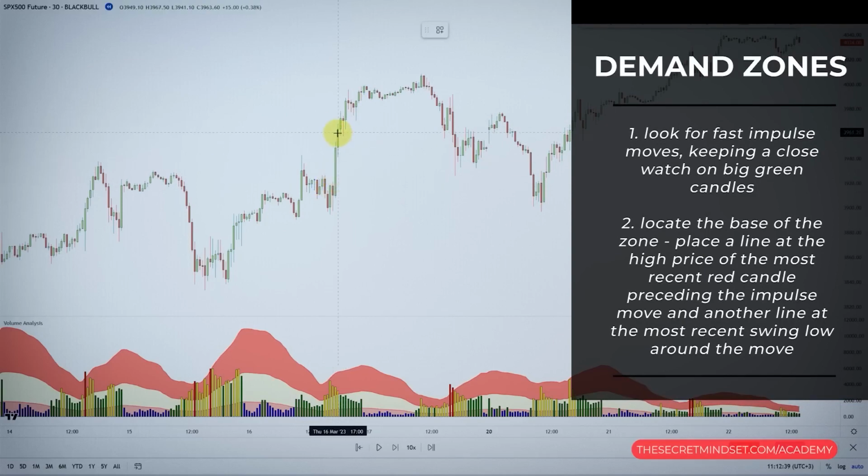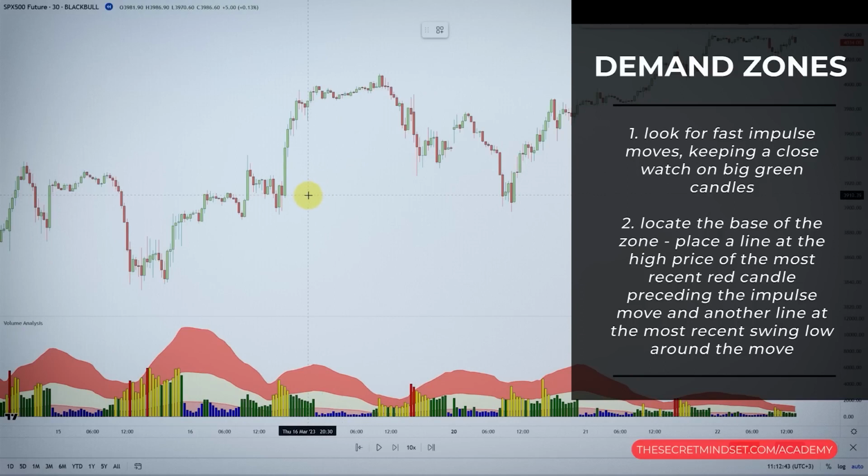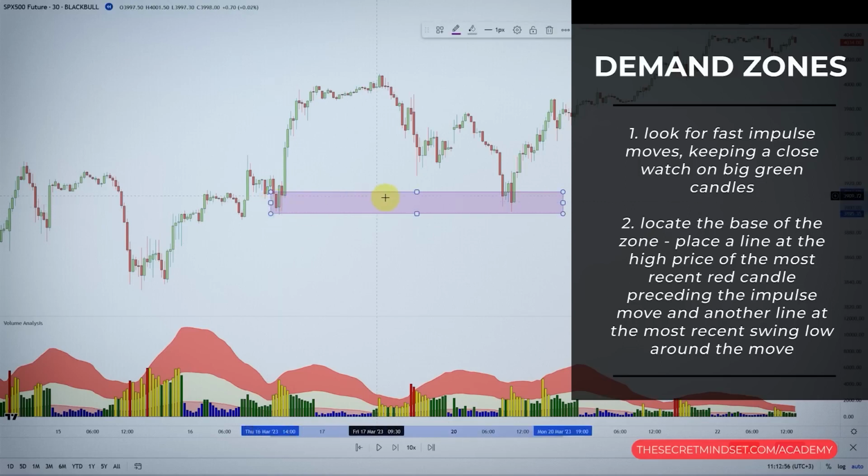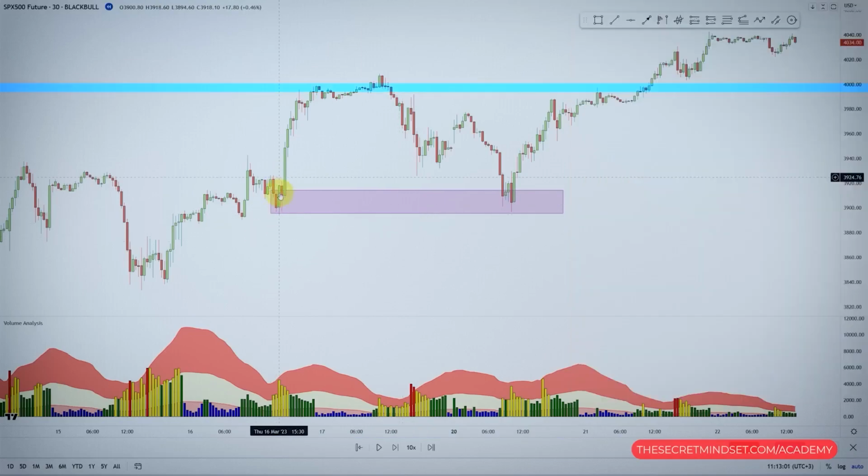These candles should have long bodies and minimal wicks. Once an impulse move is identified, you need to locate the base of the zone. Place a line at the high price of the most recent red candle, preceding the impulse move, and another line at the most recent swing low formed at the source of the move.